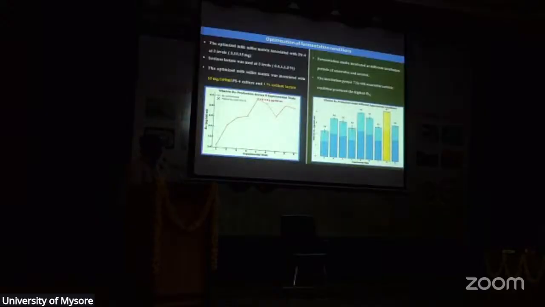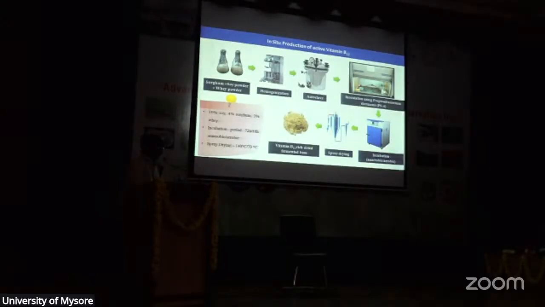We also optimized the fermentation conditions, especially the incubation period and the culture propagation percentage. In the observation, around 10 milligram per 100 ml of Propionibacterium shermanii culture yielded 4.5 microgram of vitamin B12. And with 72 hours of anaerobic condition followed by 48 hours of aerobic condition, it yielded 4.7 microgram vitamin B12 per 100 ml of the media. And this is the final output of the in situ production of active vitamin B12.